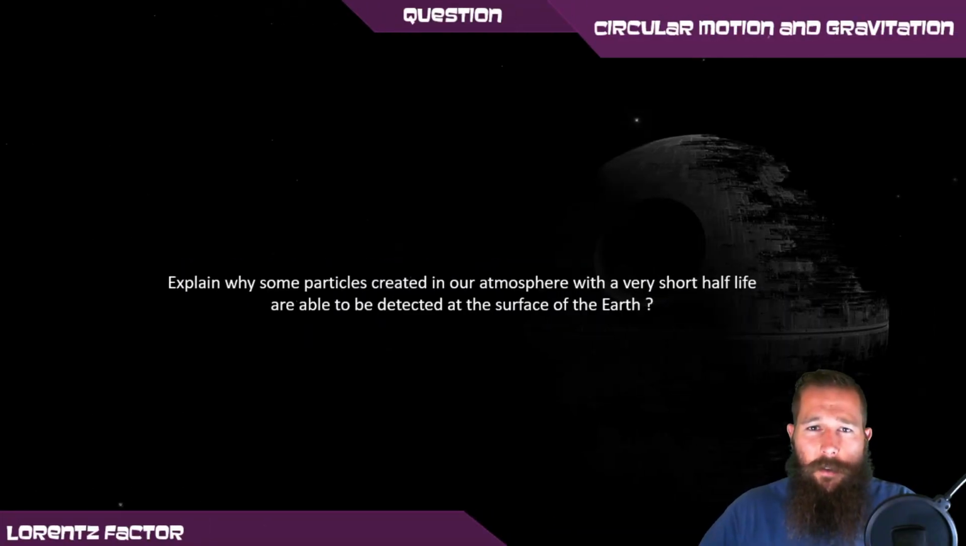Explain why some particles that are created in the atmosphere of Earth that also have very short half-lives are able to be detected on the surface of the Earth.